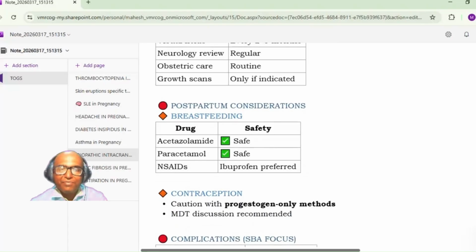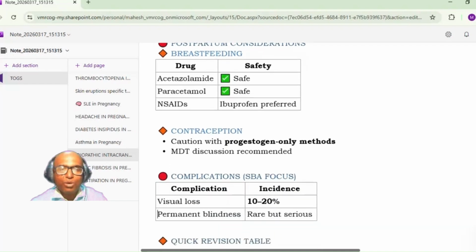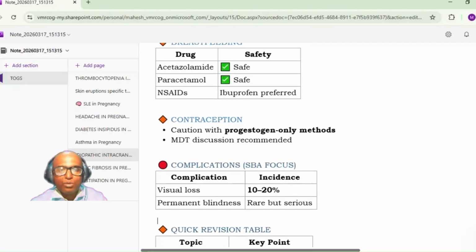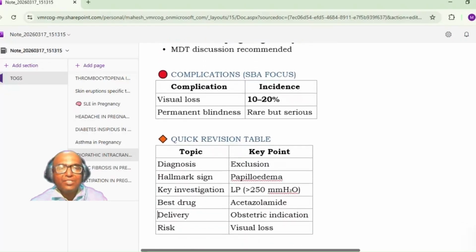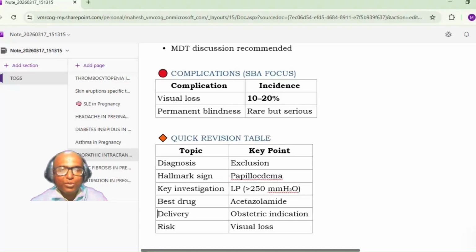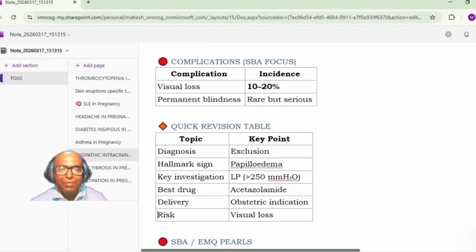Postpartum, breastfeeding can be continued. Acetazolamide is safe. Paracetamol is safe. And NSAIDs can be given. Ibuprofen is preferred. Then coming to contraception, caution with progesterone-only methods. You need to have a discussion before giving progesterone-only methods. Then complications: visual loss is seen in around 10 to 20% of cases. Permanent blindness is rare, but it can happen.